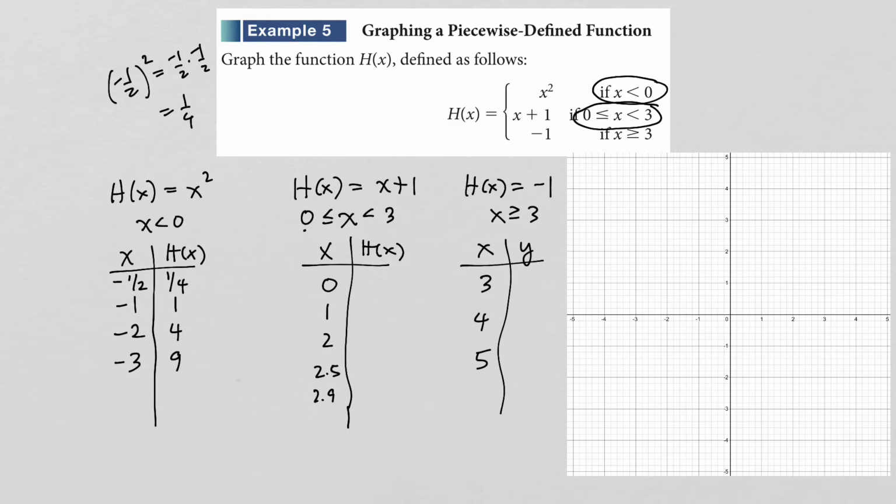Let's go ahead and plug in our values from the next table, and these will be plugged into the function x plus 1. So when x is 0, 0 plus 1 is 1. When x is 1, 1 plus 1 is 2. When x is 2, 2 plus 1 is 3. 2.5 plus 1 is 3.5, and 2.9 plus 1 is 3.9. And finally, for the last piece, and this is the easiest piece, h of x is negative 1 for all values of x greater than or equal to 3. So it doesn't matter what x is, the y value here is always negative 1. Now let's see what this looks like.